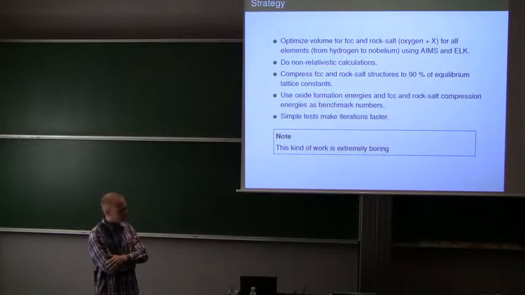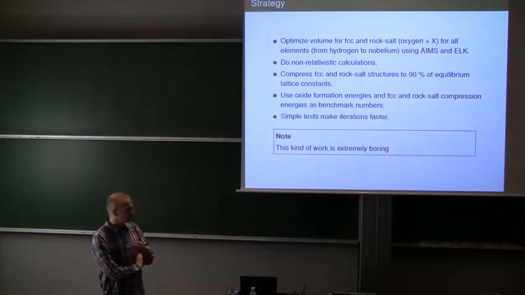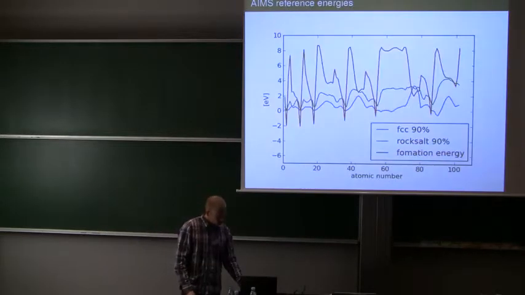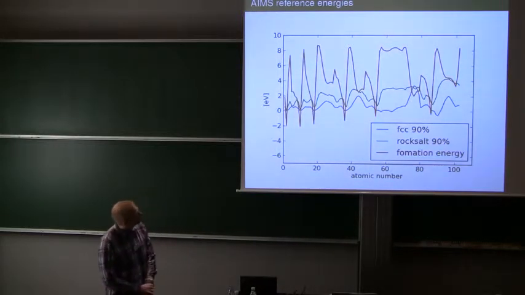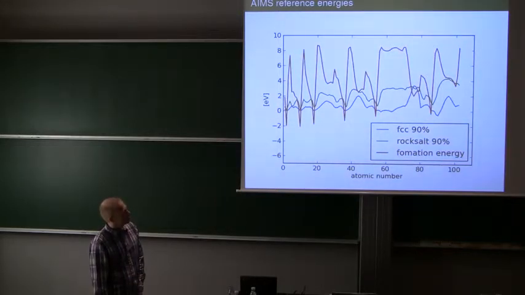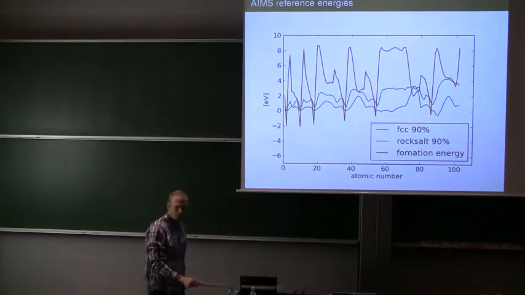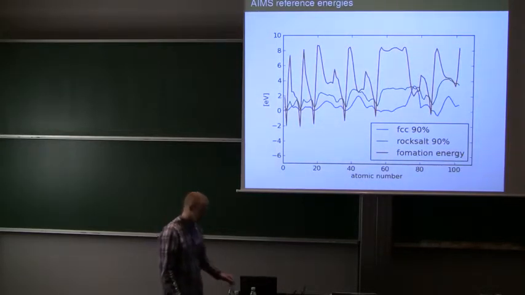Because you make some new parameters and then if the tests are done the next day, you've forgotten what you were doing. It used to be slow and now we actually have some really fast tests. So this is our little gold mine of benchmark numbers. So these compression energies and the formation energies. You can see some of the formation energies are actually negative, they don't like this rock salt structure anyway, all of them, but it's just a number.